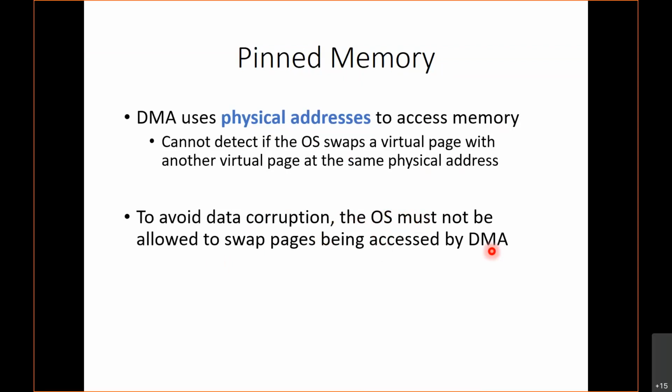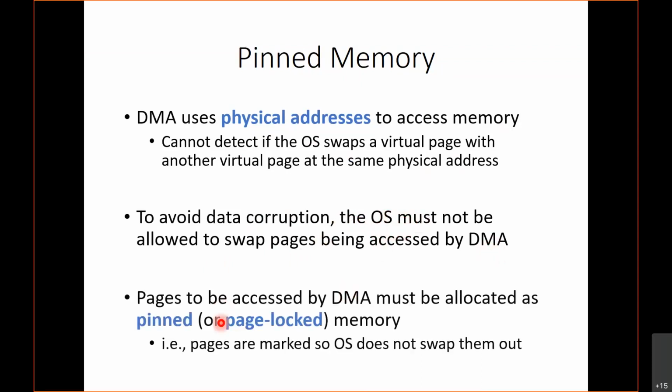So what we need to do to prevent the OS from swapping pages that are being accessed by DMA is lock these pages. Any page that's accessed by DMA needs to be page locked, or in other words, pinned. So we have to allocate it as pinned memory so it doesn't get swapped away. Anything that's allocated as pinned memory, these pages are going to be marked. There's a special way of telling the OS, hey, do not swap these pages.